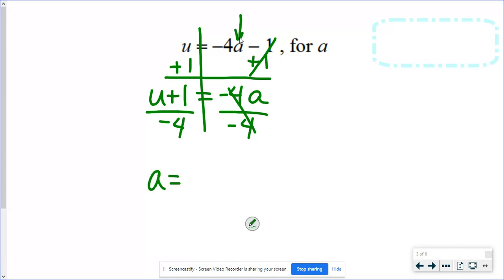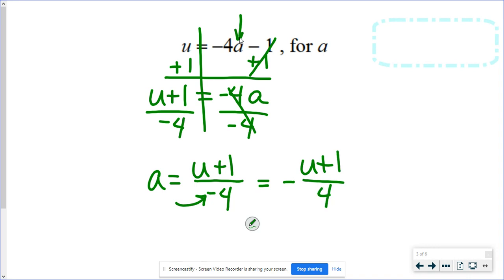But the rest of this looks kind of like a big mess of a fraction. It just stays just like that. U plus 1 all over -4. Sometimes people don't like that negative to be kind of hanging out in the denominator. So they might just rewrite it with the negative pulled out in front of the whole thing. Either one of those two answers are fine with me.